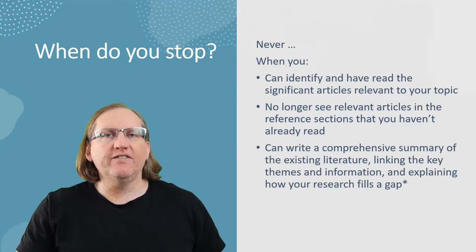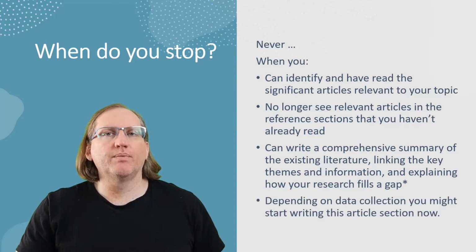So hopefully at this stage you'll now be able to write a comprehensive literature review. So you'll be able to link the themes and the information from the different articles that you've read. And as you do that, you also want to be able to identify what is the gap. So all of these people have done this research, but there's something missing, and your article that you're writing is the thing that's missing. So as you write a literature review, that's really what you're looking for.